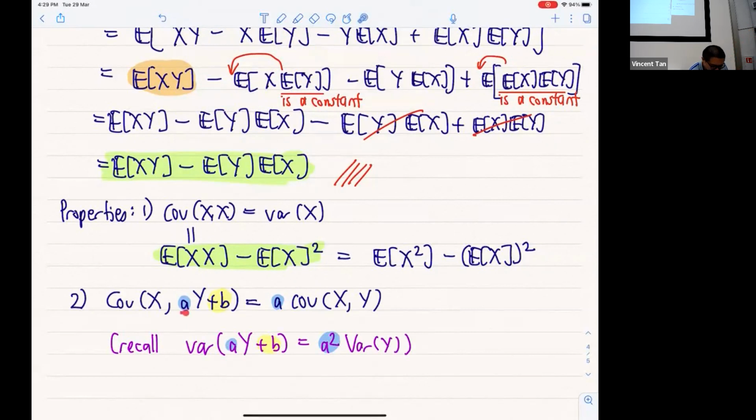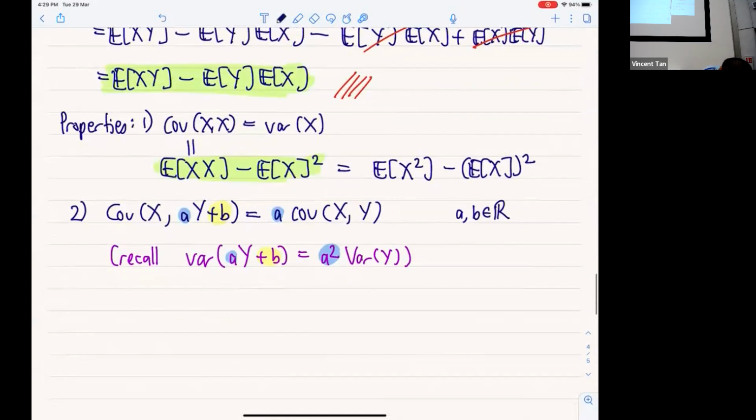If I adjust this by a scalar, here a and b are some fixed scalars, they are real numbers. Then if we multiply the y by some fixed number, you multiply the covariance by the fixed number. The shift makes no difference because we are always subtracting the mean. All right, so that's the second property. You can show it by yourself.